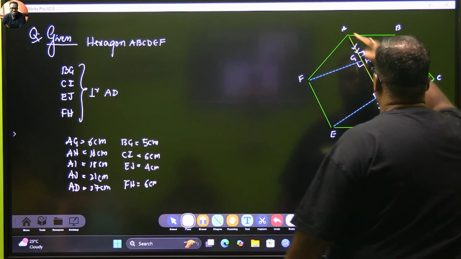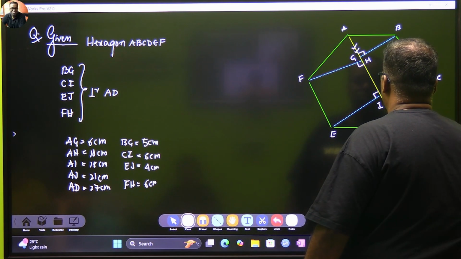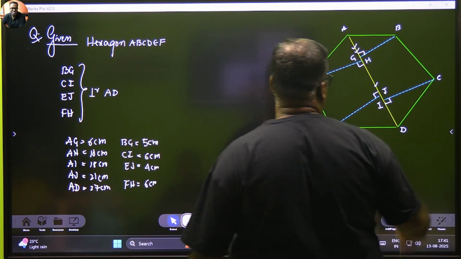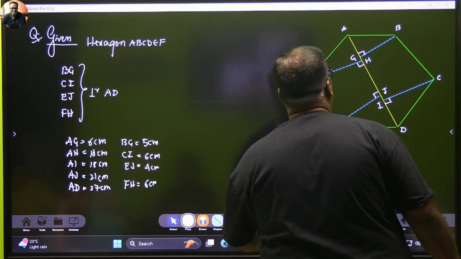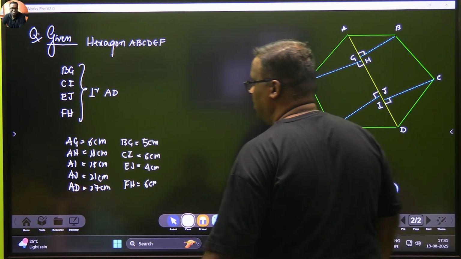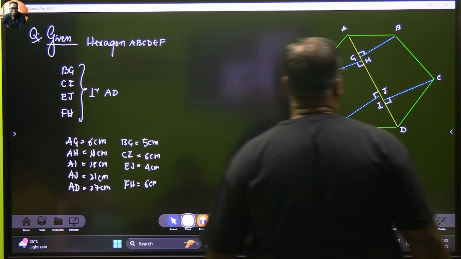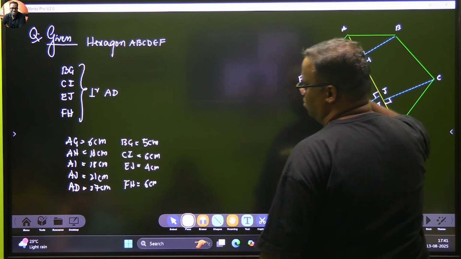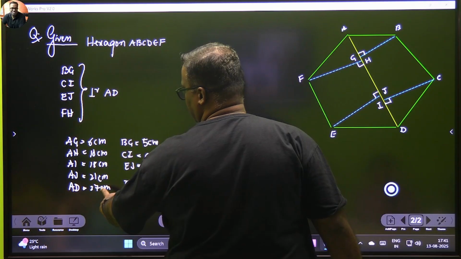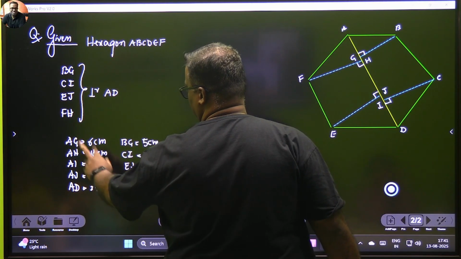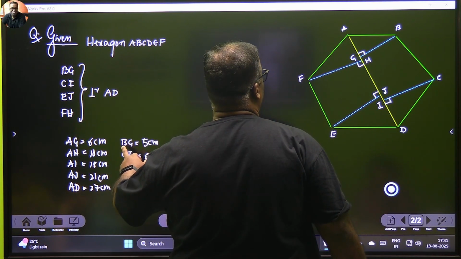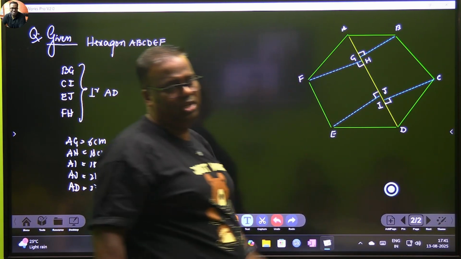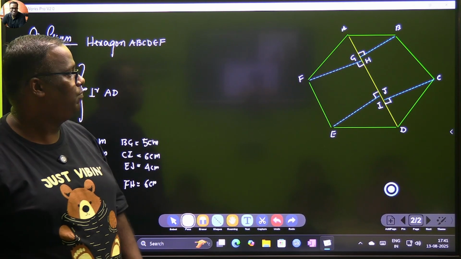AI. From A till I, the measurement is given. And AJ is also given. These 4 measurements are given to me. Further, AD is given. AD is the complete diagonal. So AJ, AD, and then BG, the altitudes, are given. Very nice. We can absolutely start finding the area.